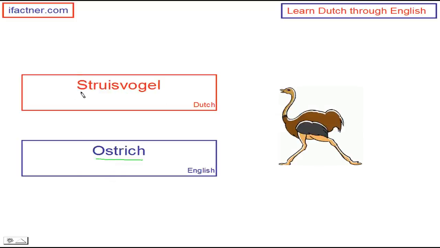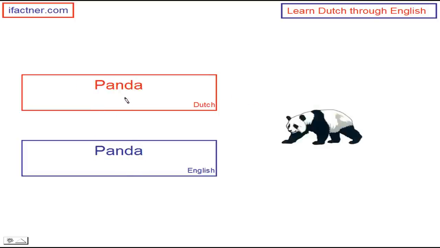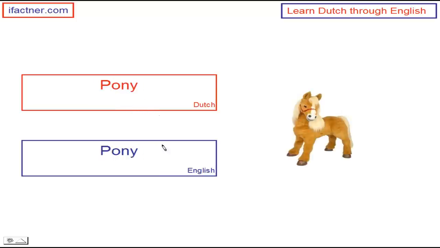Ostrich. Struisvogel. Vogel is bird. Struisvogel. S-T-R-U-I-S-V-O-G-E-L. Struisvogel. Panda. Panda. P-A-N-D-A. Panda. Pony. Pony. P-O-N-Y. Pony.